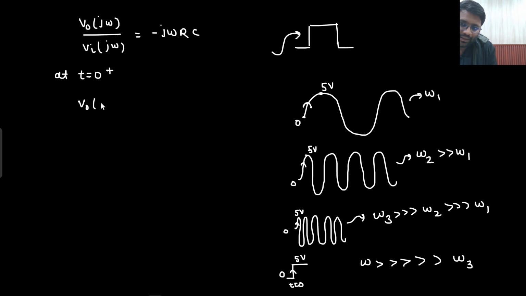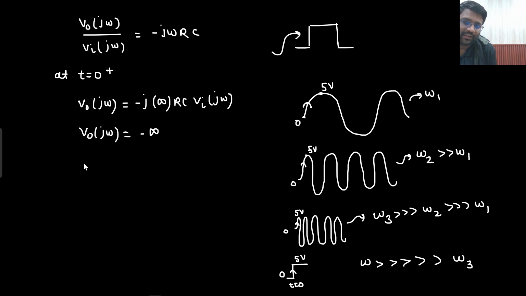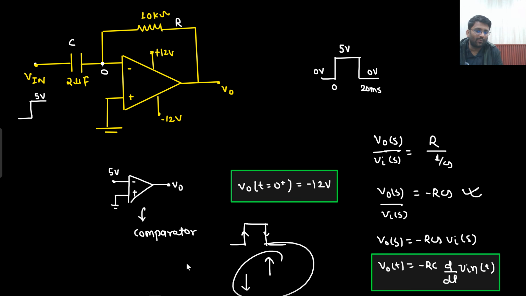So at t equals 0 plus, this will be my V naught of j omega, an infinite frequency content, and this is my V in of j omega. So eventually your V naught of j omega comes out to be minus infinity. In the time domain as well, your output is tending to minus infinity. It can never tend to minus infinity, that means it will have to saturate at minus 12 volt. So this is how you need to do the frequency domain analysis. You are just matching the answer here, and this will not be the output waveform. The output waveform will be very interesting.